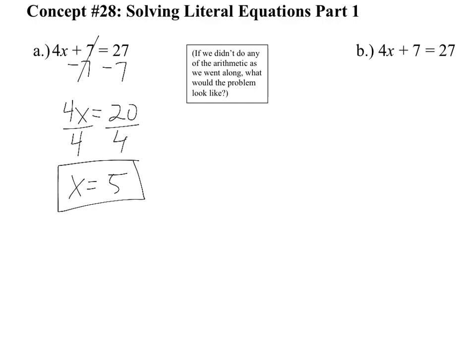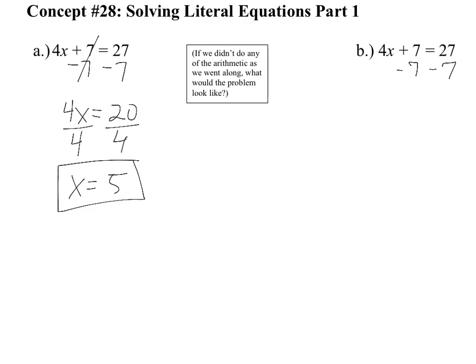Now we're going to solve this same equation again one more time, but this time we're not going to actually go through and do any of the arithmetic. We're just going to go through the steps that we would need to solve it. So the first thing that we would do to find x is we subtract 7 from both sides.